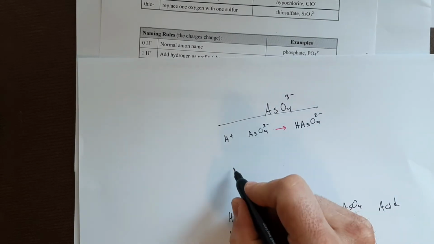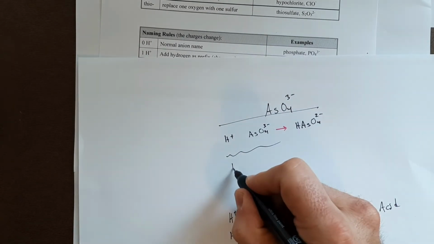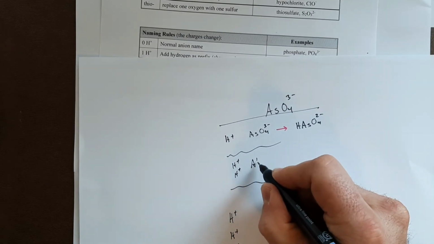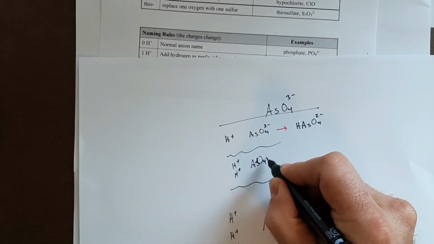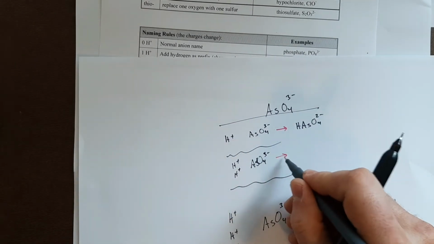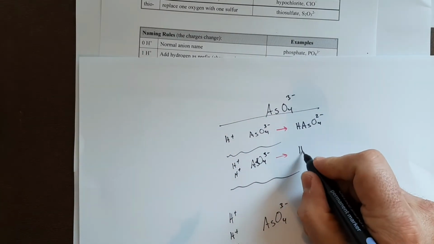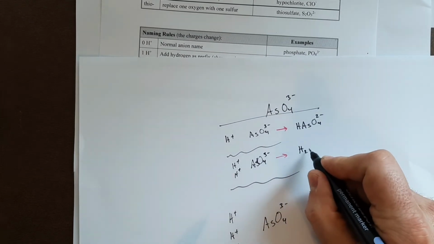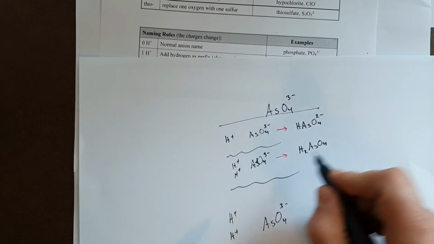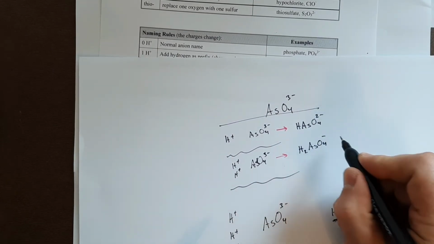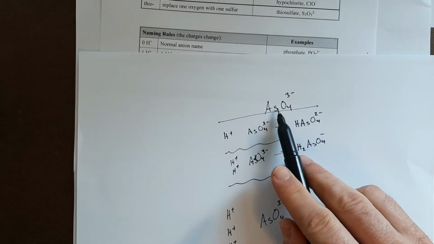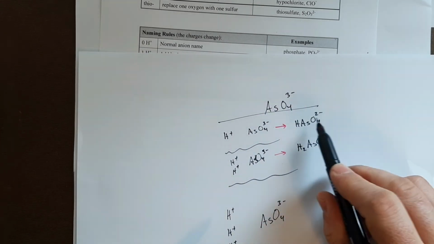You could do that with 2 hydrogens. You could take 2 hydrogens and put them together with the arsenate, and you would do the exact same thing. H2AsO4. Now you look at the charges. 2 positives with a 3 negative would just add up to -1. So you have 2 ions that are made of arsenate and hydrogen, but they still have a negative charge.